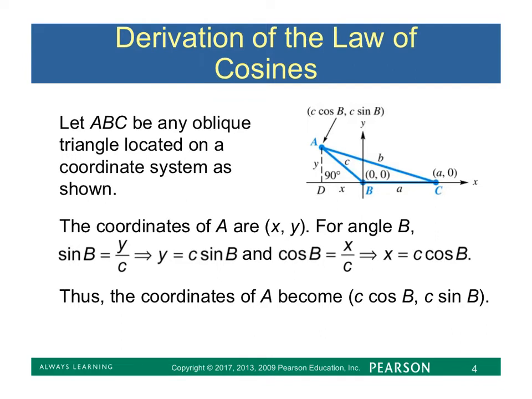I'm going to go through this rather quickly because with most derivations, our eyes roll back in our heads. We watch it, and your teacher's never going to make you do it. But for those that are geeks, let's look at this. Let A, B, and C be any oblique triangle. Remember what oblique meant? It's not a right triangle, okay? And it's located in the coordinate system.